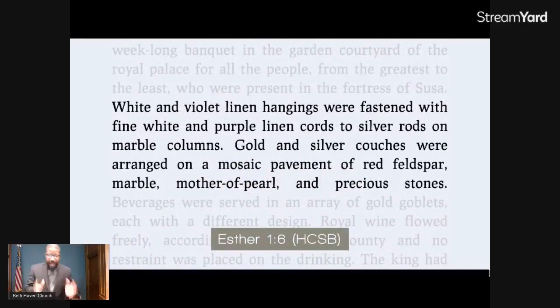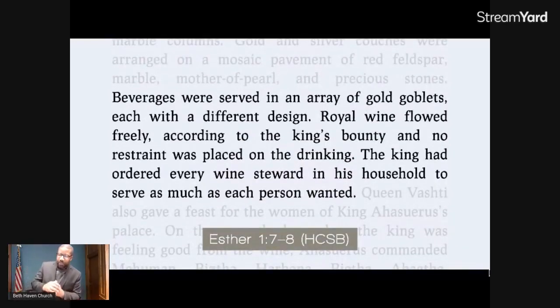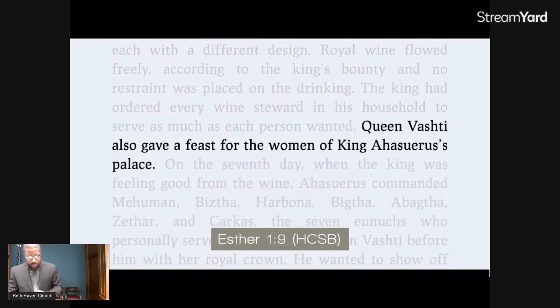White and violet linen hangings were fashioned with fine white and purple linen cords to silver rods on marble columns. Gold and silver couches were arranged on mosaic pavement of gold feldspar, marble, mother of pearl, and precious stones. Beverages were served in an array of gold goblets. This is for everybody, each with a different design. Royal wine flowed freely according to the king's bounty, and no restraint was placed on the drinking. The king had ordered every wine steward in his household to serve as much as each person wanted. Queen Vashti also gave a feast for the women of King Ahasuerus' palace. So this gentleman had riches far beyond anyone at that particular time.